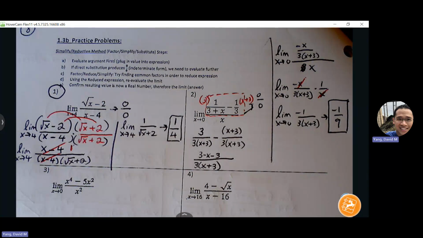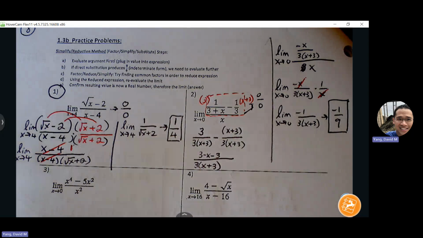Okay, so the 3 big algebraic methods involved here, if you get 0 over 0, are number 1, factoring, number 2, conjugate method, and number 3, common denominators. Factoring is most common, but you're going to see all 3 on the quiz: factoring, conjugate, and common denominators.